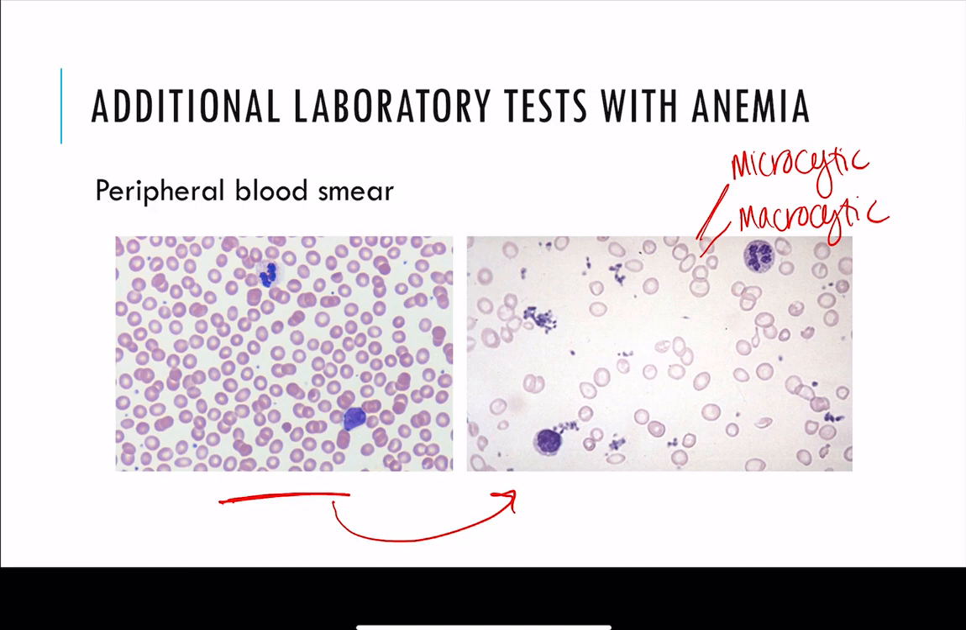They could also have, I'll just put on the bottom now that I just did that disclaimer, normocytic, meaning normal sized cells, but with abnormal shapes, where the shape of the cell is abnormal. So this can all be diagnosed by actually looking at it under a microscope.